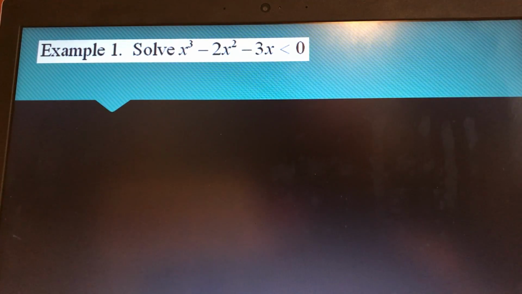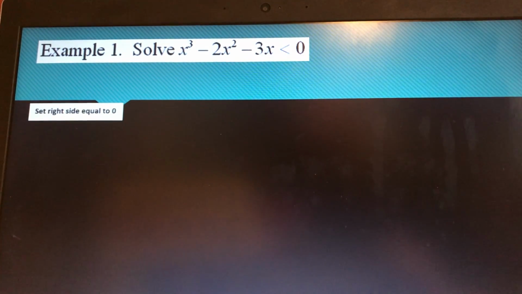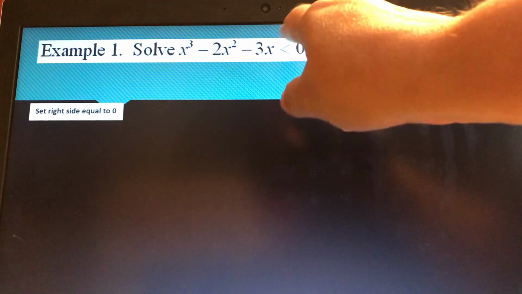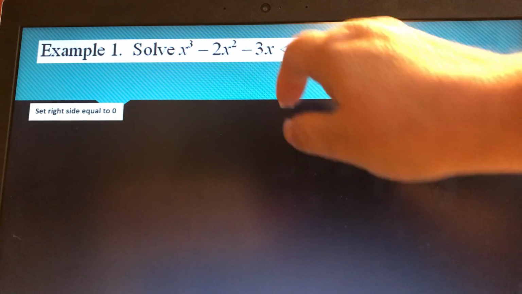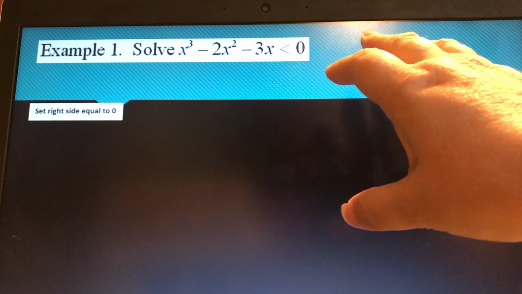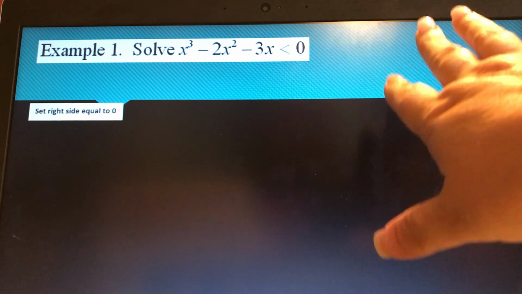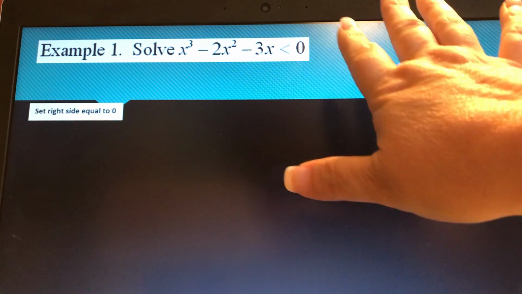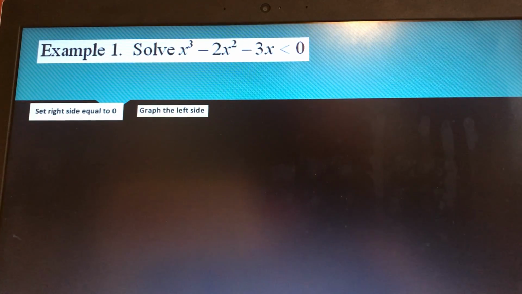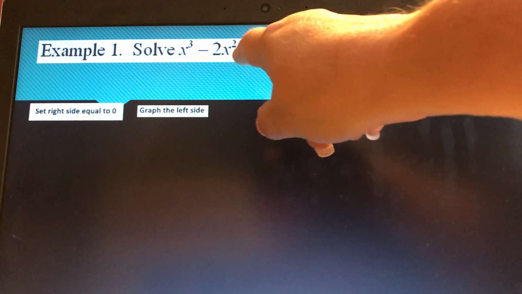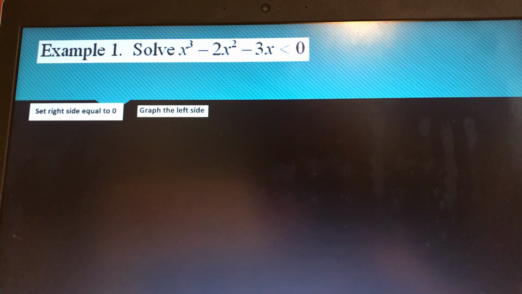Alright, so the first thing that you want to do with this is make sure that you have the right side of your equation, this right side, equal to 0. You will keep your inequality, but you want the only thing hanging out over there to be 0. 0's a loner, so we want him alone. So you want him over there all by himself. Once you've done that, then you're going to graph the left side in your calculator. So you'll go to y equals, and in y sub 1, you're going to put x cubed minus 2x squared minus 3x. So I'll give you just a second while you do that.